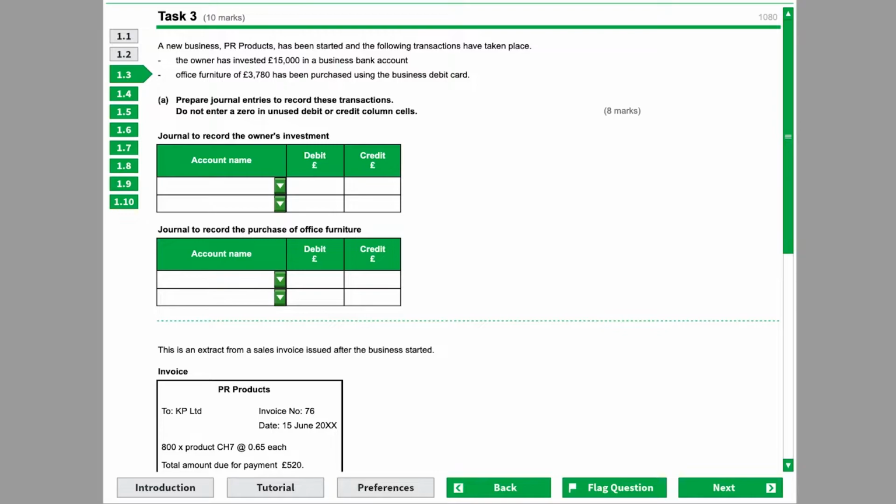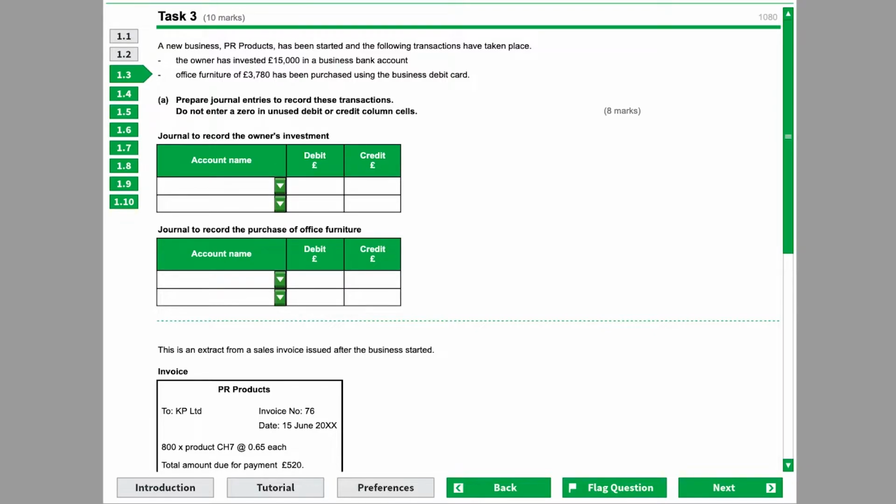The owner has invested £15,000 in a business bank account and office furniture of £3,780 has been purchased using the business's debit card. Then prepare journal entries to record these transactions. So the first one on here is to record the journal to record the owner's investment.